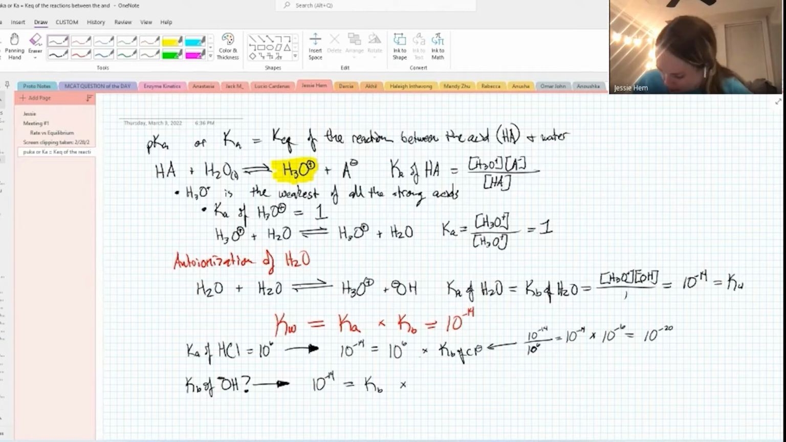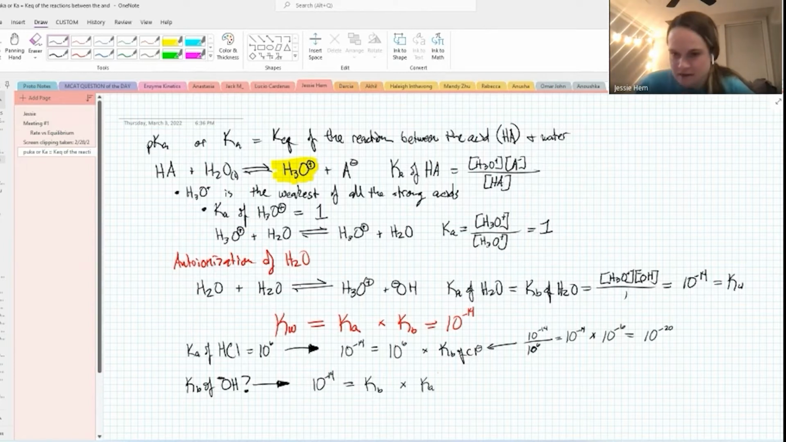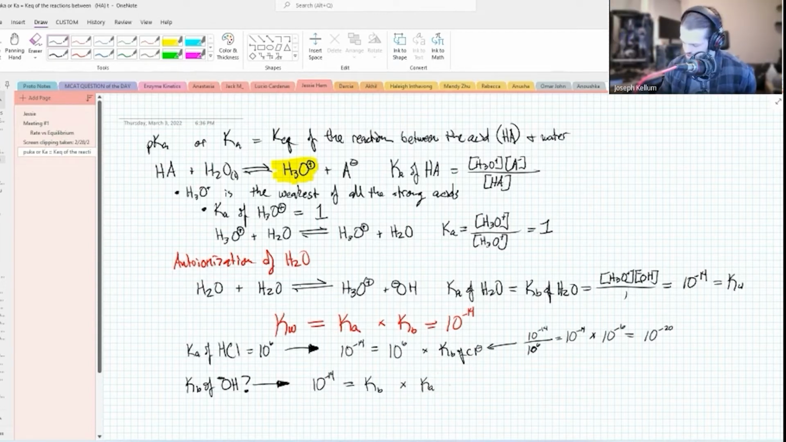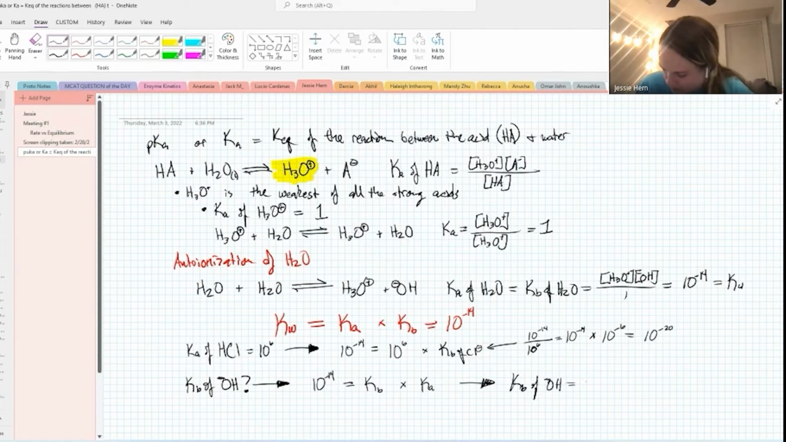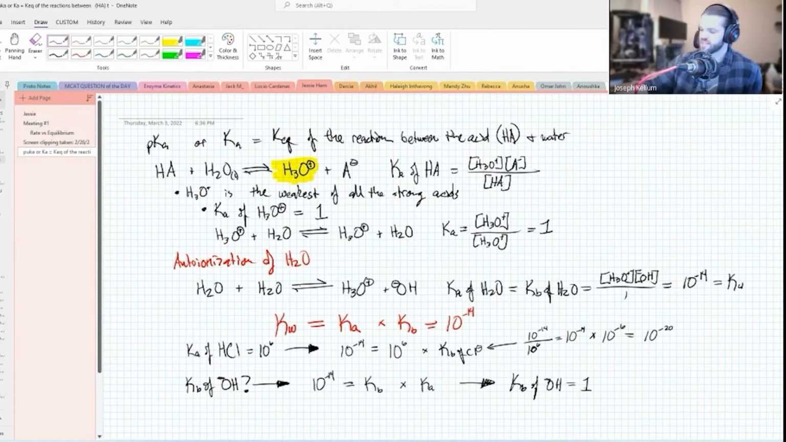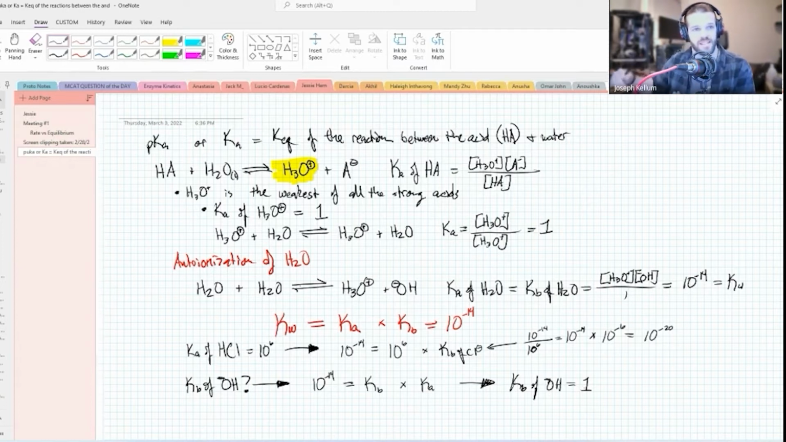Oh, yes. Oh, I see. So then Kb is equal to 10 to the minus 14th over 10 to the minus 14th. Yeah, exactly. So 1. So Kb of hydroxide, OH minus, is just 1. So hydroxide is the same thing for bases that hydronium is for acids. Got it. For the exact same reason.